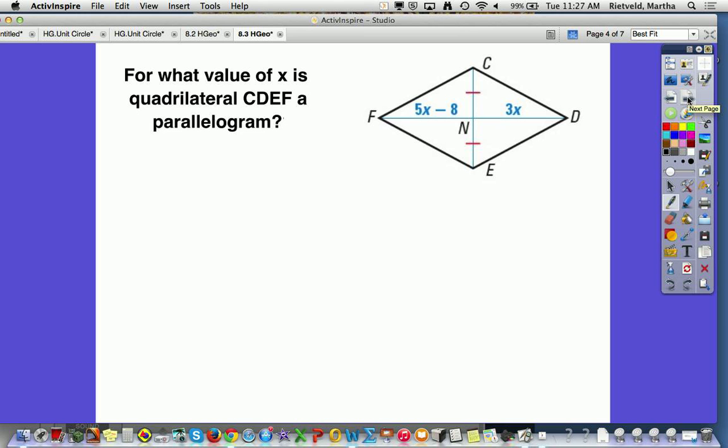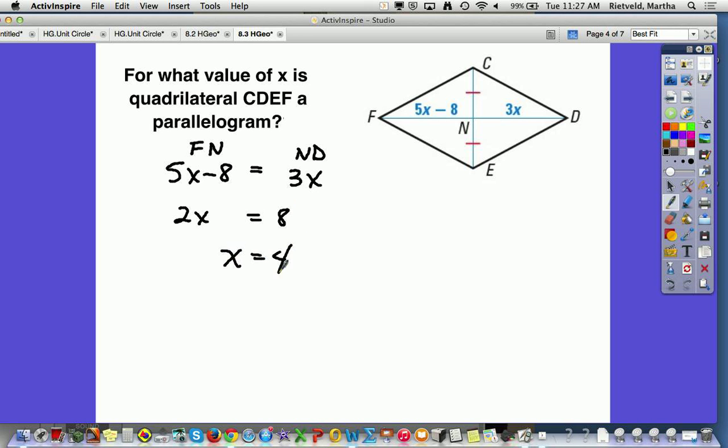For what value of x is quadrilateral CDEF a parallelogram? Well, I know that in a parallelogram, the diagonals bisect each other. In this figure, we're given that the distance from C to N is equal to the distance from N to E. So if the distance from F to N, which is 5x minus 8, was equal to the distance from N to D, which is 3x, then we would have a parallelogram because the diagonals would bisect each other. So this is our setup. If we solve for x, we get 2x equals 8, x equals 4, and I'm going to refer back to the question. I was being asked the value of x, so I'm finished with this. X is 4.